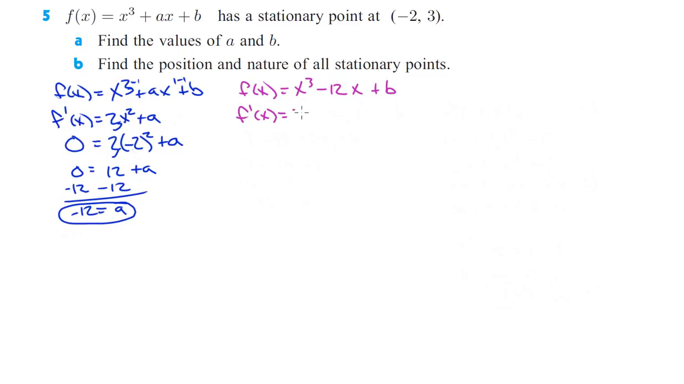Right, 3, that's going to give us 3x squared, right? Because 3 times 1 is 1, 3 minus 1 is 2. This is x to the first. 1 times negative 12 is negative 12. Okay, and we know, again, that we have a stationary point at negative 2 and 3.